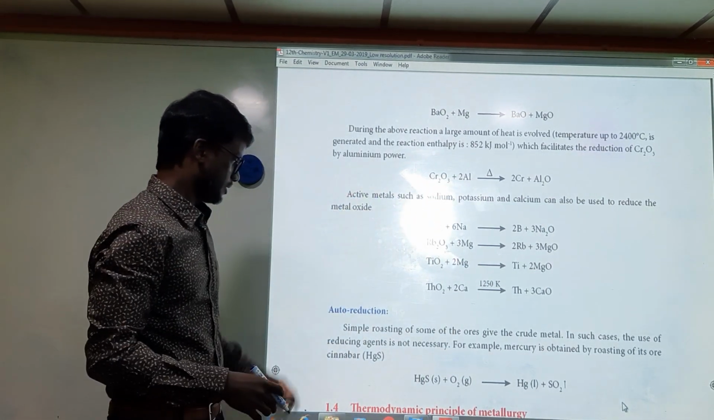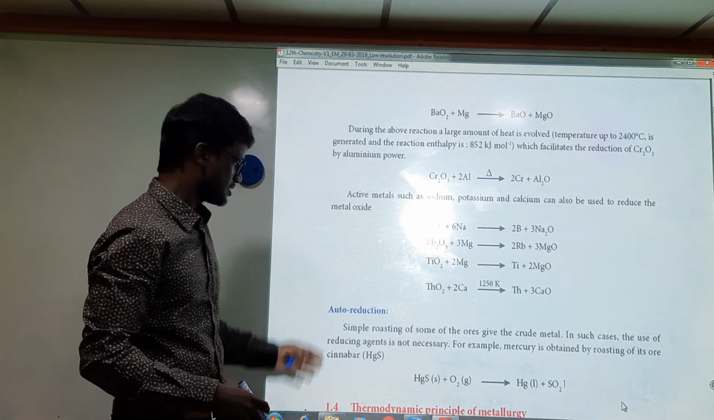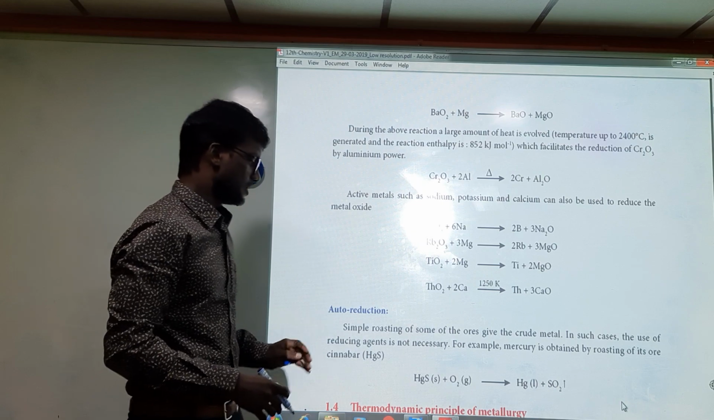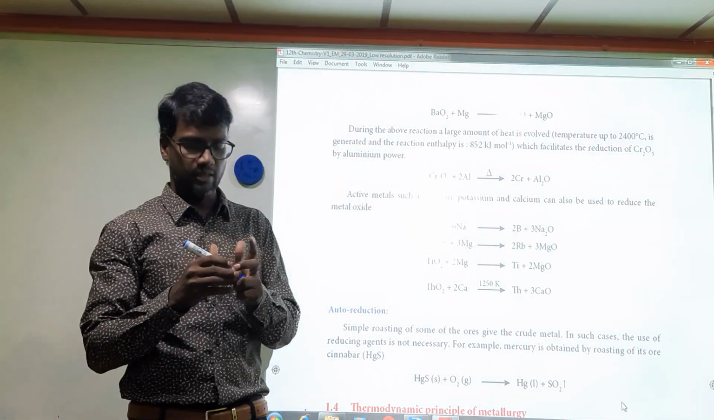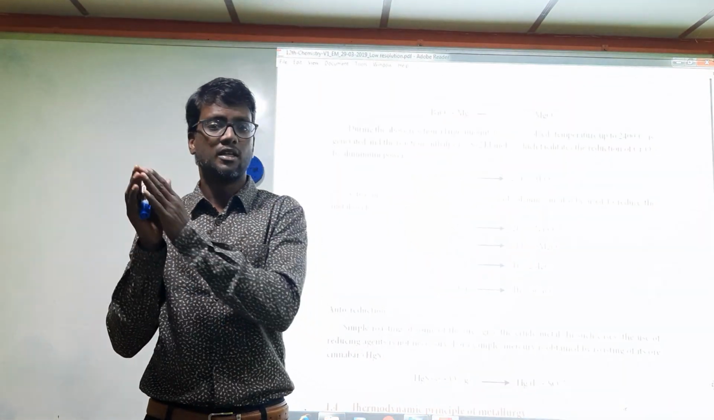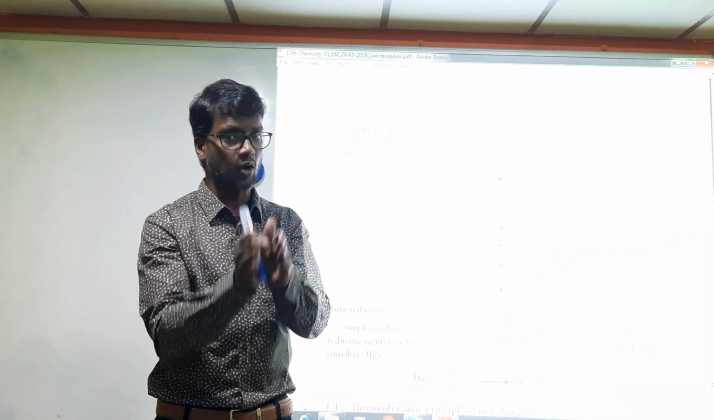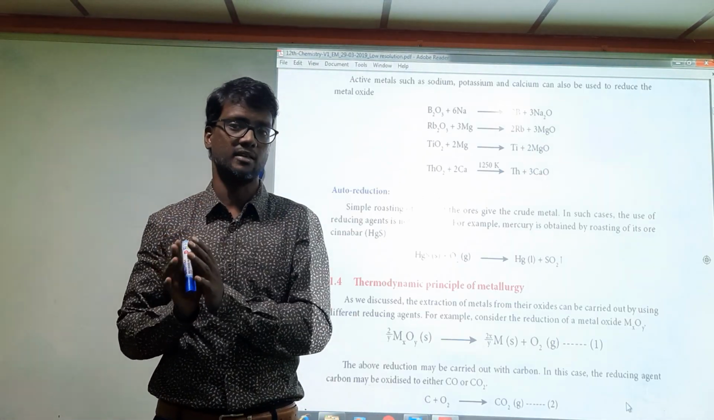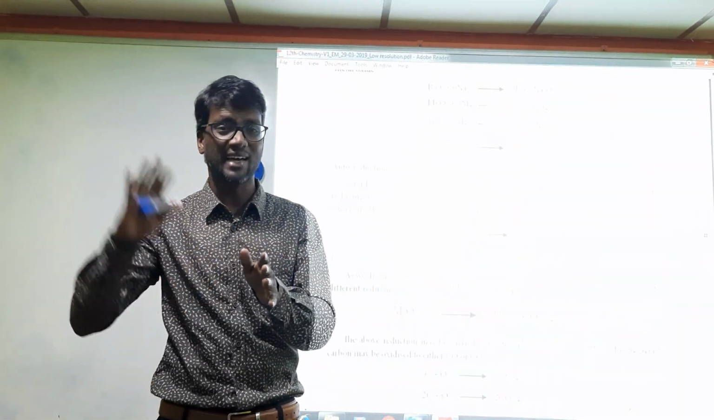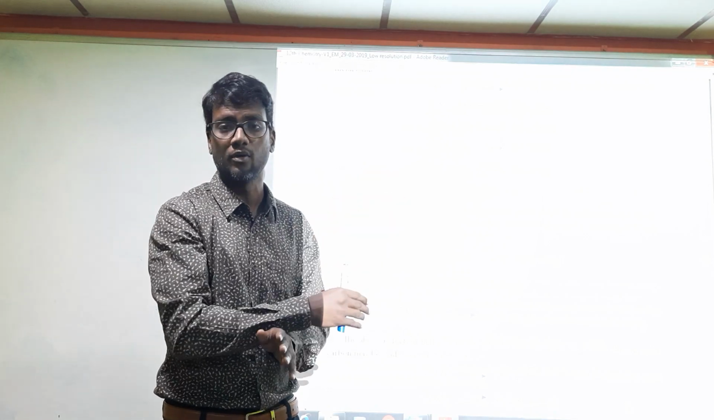We'll see that. So the last topic for the day is auto reduction. Certain metal sulfide ores, we convert into metal oxide, and then using a reducing agent, we convert the metal oxide to metal. But certain metals, when you oxidize them, directly get reduced without the help of a reducing agent.